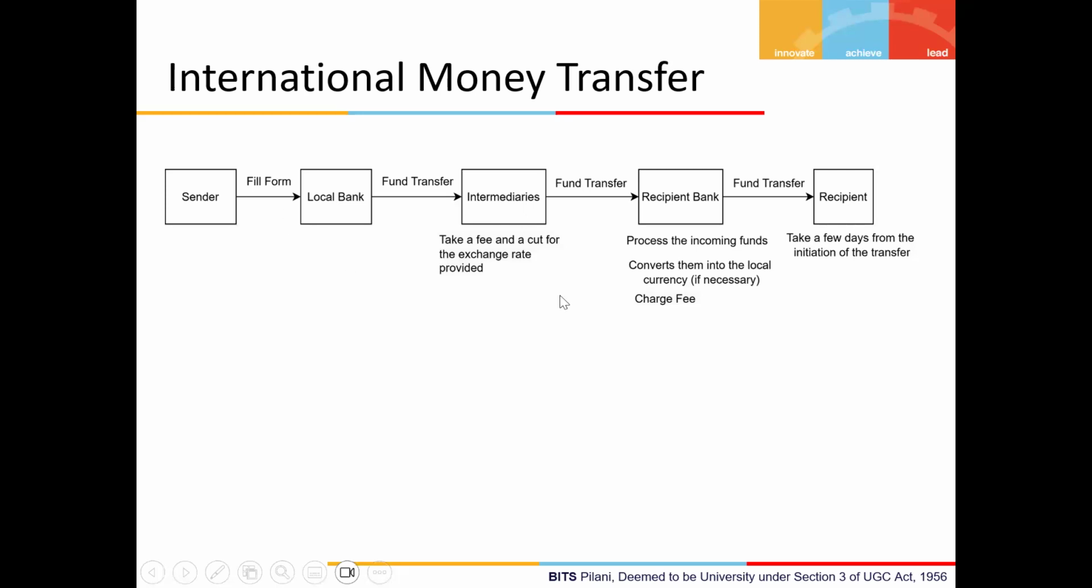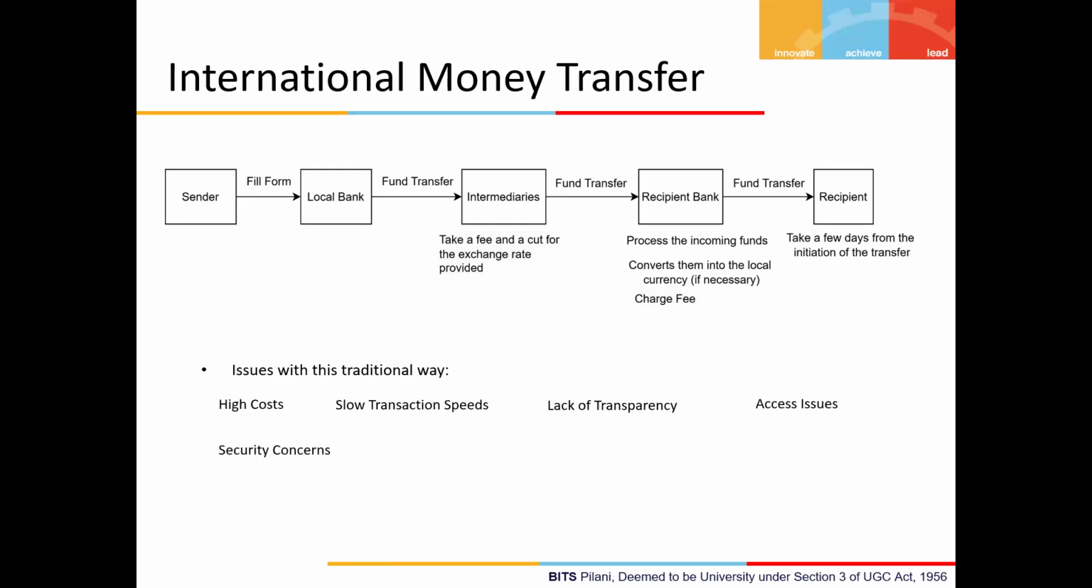So this is a very long process, and what would be the issues with this traditional way? The first one is high cost, as there are several intermediaries in between. They may charge you. And the slow transaction speed, it may take a few days to transfer the money. Lack of transparency, as it is completely centralized, so there is no transparency. There could be some access issues, security concerns, and regulatory burden, obviously, because we are transferring money from one country to another. So these are the issues with this international money transfer application.